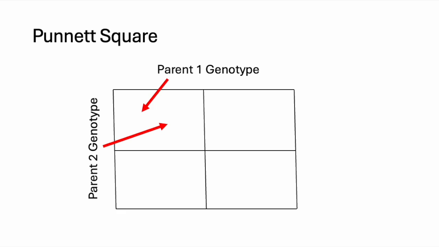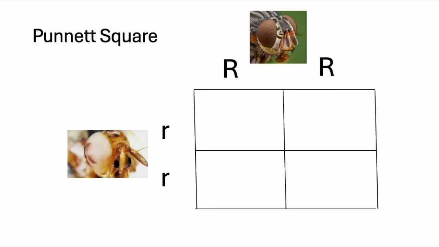For example, let's say you want to predict the possible genotypes of offspring from a cross between two fruit flies, one with genotype capital R, capital R, homozygous dominant for red eyes, and the other with the genotype small r, small r, homozygous recessive for white eyes. The Punnett square would look like this.